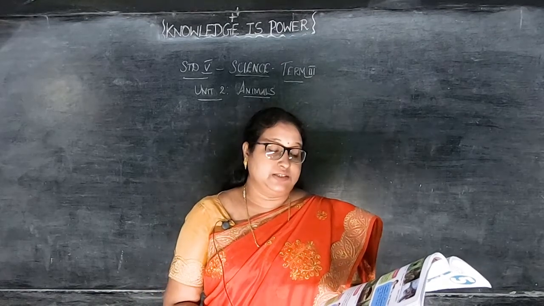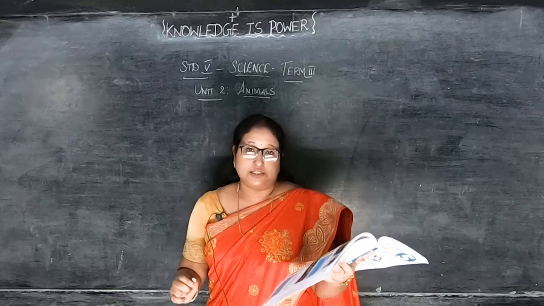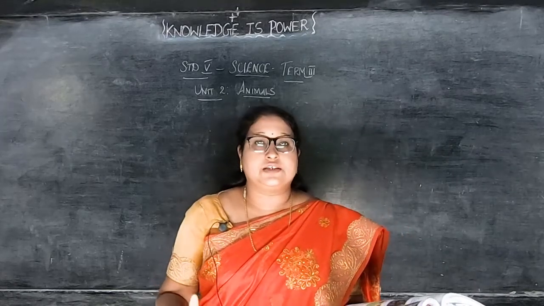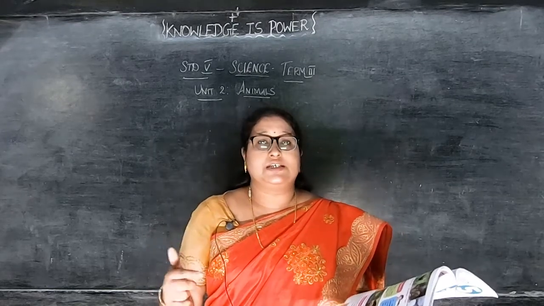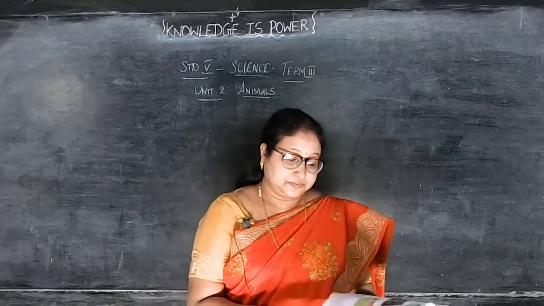Large number of animals is hunted. Hunted means what? Vetayadradilliya. Hunted for horns, skin, teeth and many other valuable products. So why are the animals hunted? Because of the costly horns, skin, teeth, all these are the things for which the animals are hunted.